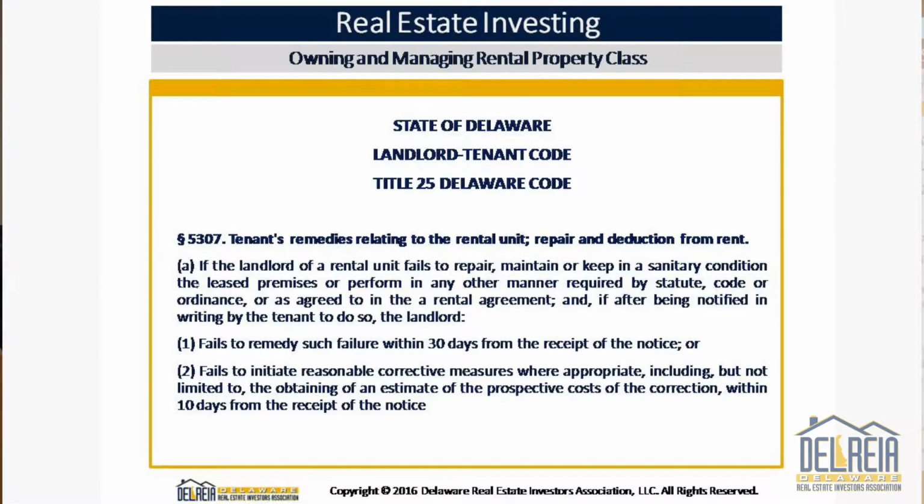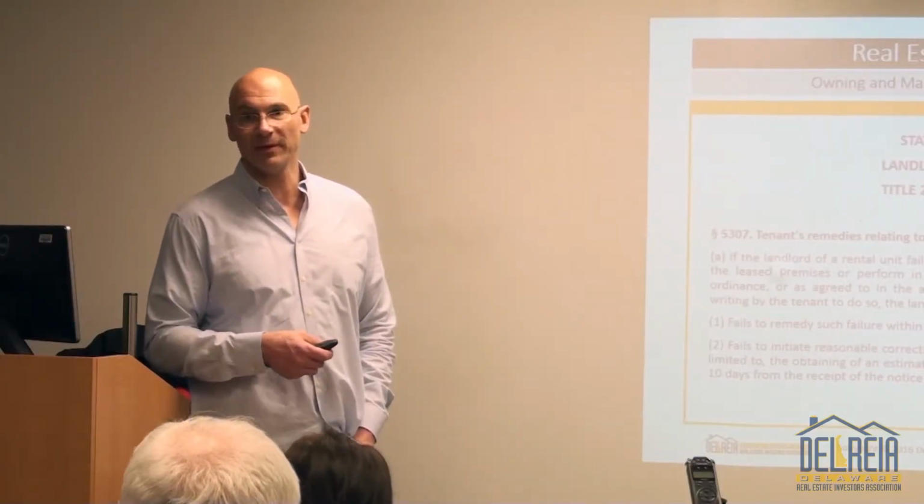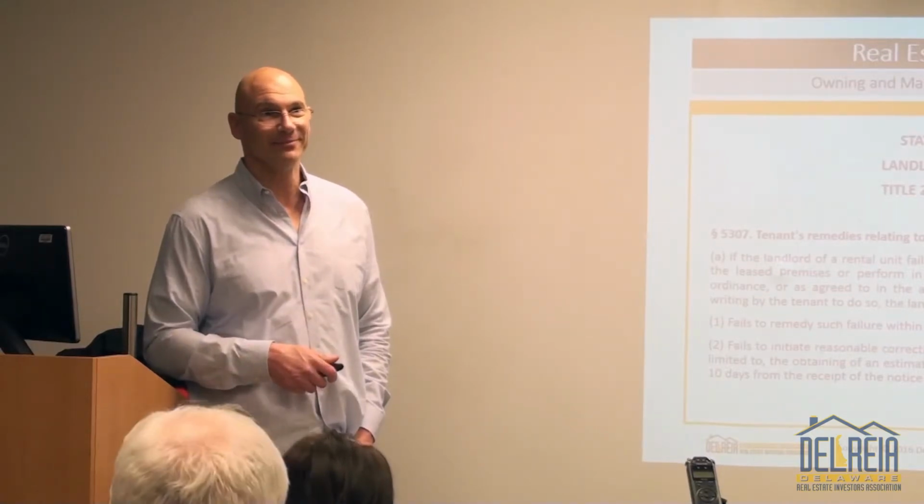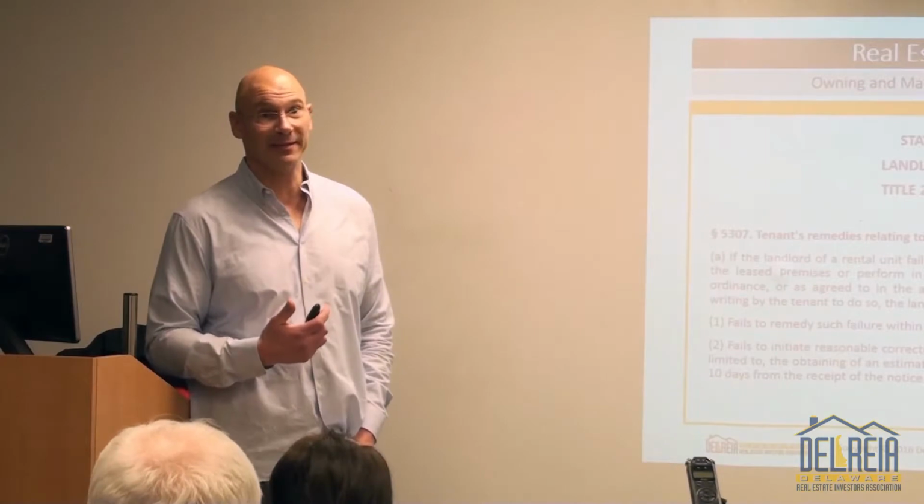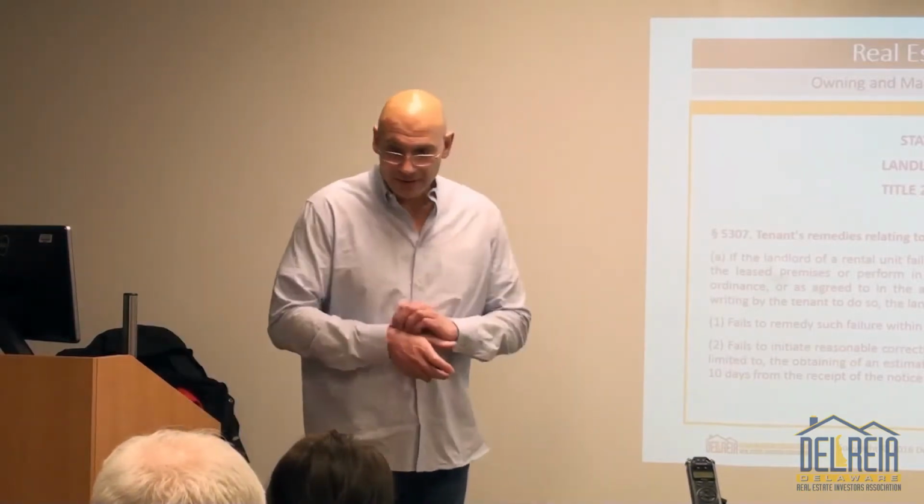So if the landlord fails to repair, maintain, or keep it sanitary, 30 days from receipt of notice. That's how long you have. The landlord needs to initiate reasonable corrective measures within 10 days and remedy it within 30. So if you get notice of a leaky roof, you've got 10 days to get off your butt and start, and you've got 30 days to have it done. I think that's plenty of time. Mm-hmm. So let's talk about reality here.